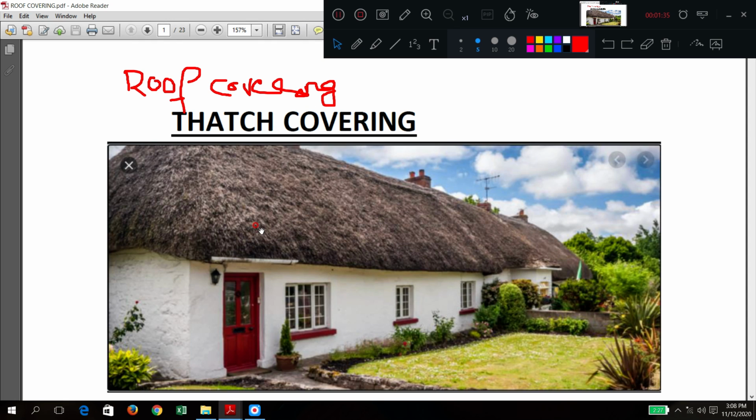So we were saying that the first covering is thatch covering. It is the cheapest covering, commonly used in villages, a very easily available material. It is made of tree products or forest products, which can be used directly. We have discussed advantages and disadvantages. The advantage is that it is very cheap and easily constructible. One disadvantage is that it will decay and catch fire easily. This is a typical photograph of thatch covering.